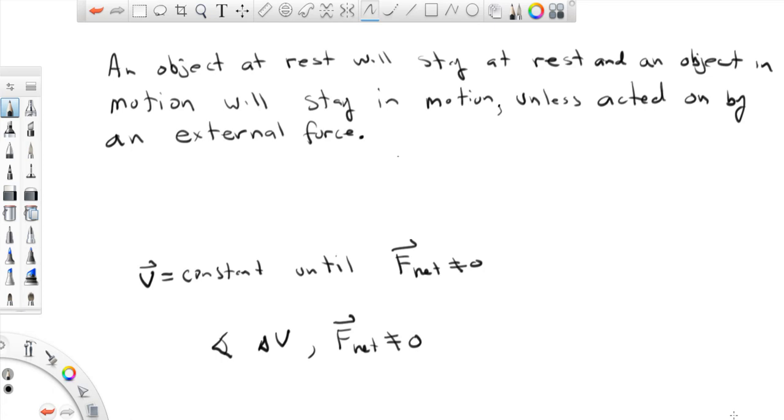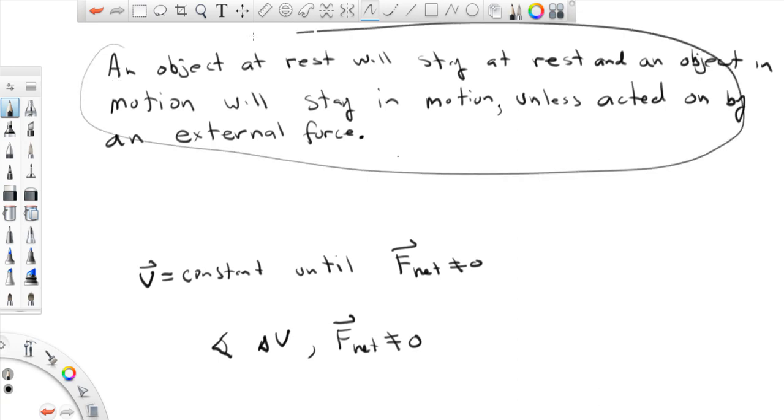I'm making this video to help you understand Newton's first law of motion. Now there's a couple different ways that Newton's first law of motion is stated, and here is one way that it's stated in textbooks a lot. We're going to talk about this right here.